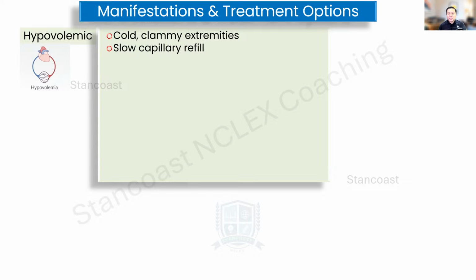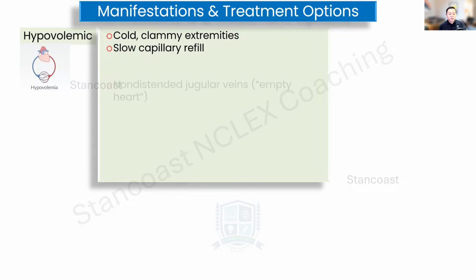So the patient here will manifest pretty much the same set of symptoms, like cold, clammy extremities. And this is again caused by the decreasing circulating fluid volume. Slow cap refill is another one, for the same reason: reduced perfusion to the distal part of the body because the body is trying to preserve blood circulation to the most important body organs.